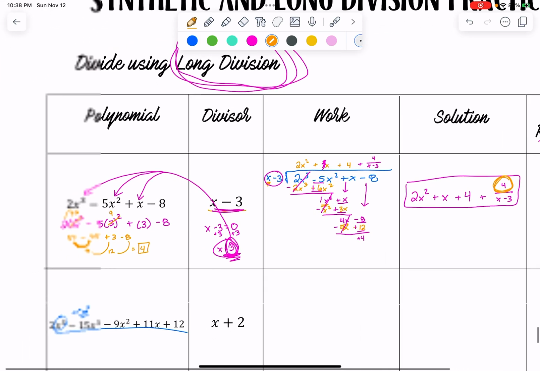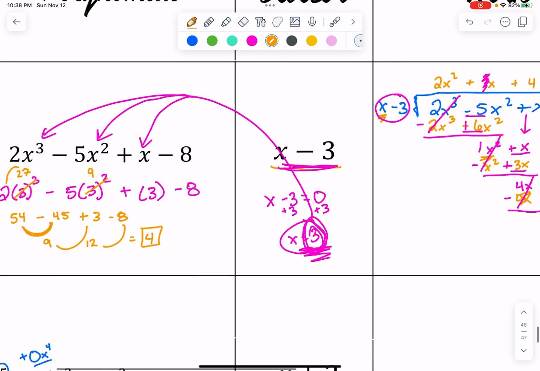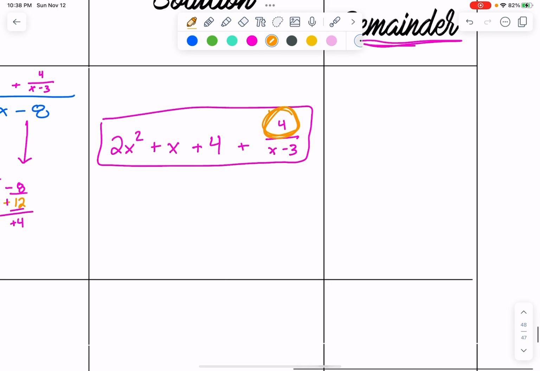So that's just a really quick way of checking a remainder and seeing if your remainder is right. I take this, set it equal to 0, and then I plug that number in for all of the x's here. The number that you get should always, always match what your remainder is, okay? So I checked my remainder, 4, and it's good to go, okay? My remainder was 4, all right?